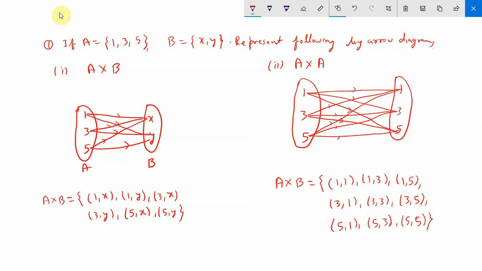Okay friends, so today we have discussed ordered pairs, equality of ordered pairs, Cartesian product of two sets and three sets, graphical representation and diagrammatic representation of Cartesian product of two sets. I hope all of you have understood.